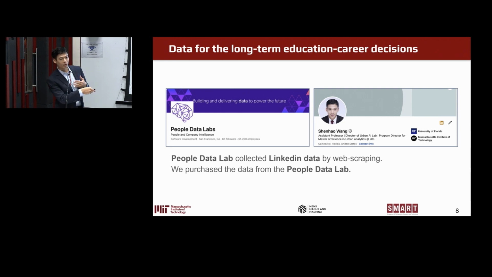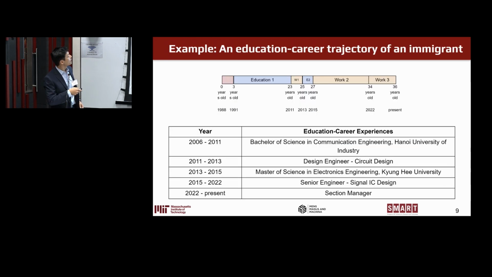So here I just use myself as an example. This company goes to my profile, collects my name and my position, and then the companies I work for. So we already have the data set. An example of the data set: here I just visualize an education and career trajectory of an immigrant who is currently in Singapore.